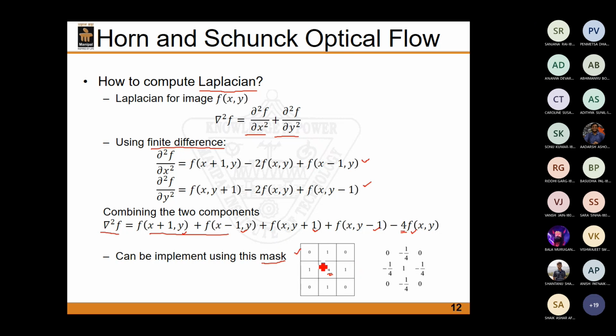Now, this same mask that you see, if you try to normalize it, or make the center pixel equal to 1, I can write it in this form, where all these values become minus 1 by 4, and the center pixel becomes 1. So equivalently we can make use of this mask also to find the Laplacian of the particular image. We are using this to find the values of del square u and del square v.